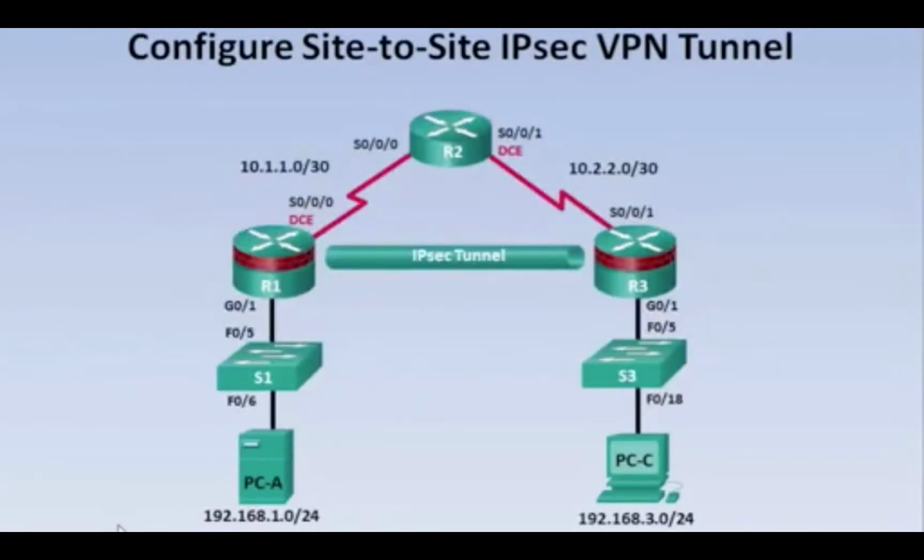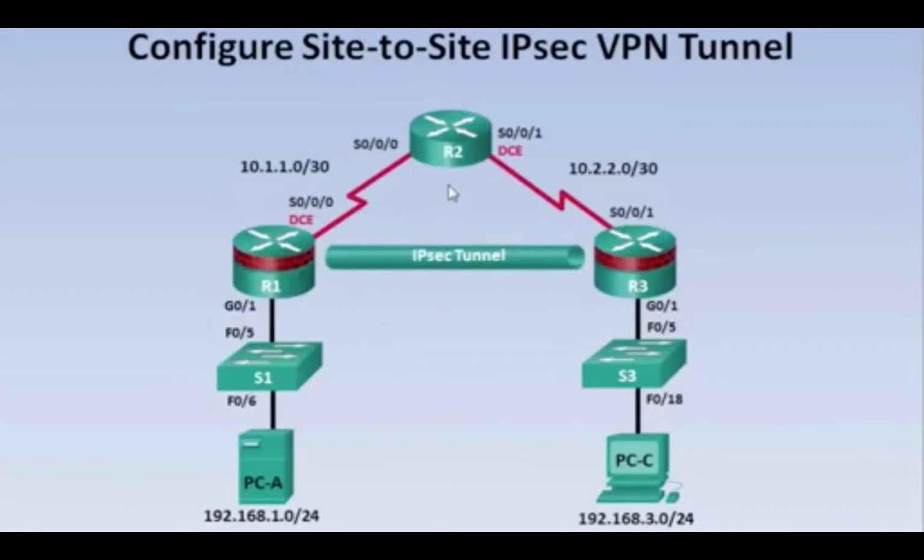Currently, my computer is PCA right here at 192.168.1.3. I have a console connection to router R1, and I can change that console connection to router R2 or router R3 or to any of the devices that I need. I also have a PC at 192.168.3.3 that I will use to test the tunnel. In the end, I should be able to communicate from PCA to PCC through the IPSec tunnel.